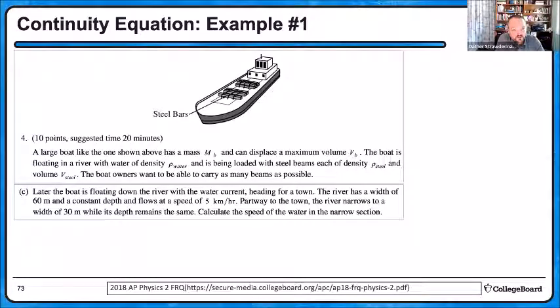So this is an example of where we're not giving them the radius. We're assuming that the river is a rectangle, right? And the depth is the same, but I've taken the width of the river and cut it in half, but it's the same depth. So the cross-sectional area should have been cut in half. And so since the cross-sectional area is cut in half, then the speed of the water should have been doubled. So from 5 kilometers to 10 kilometers per hour.